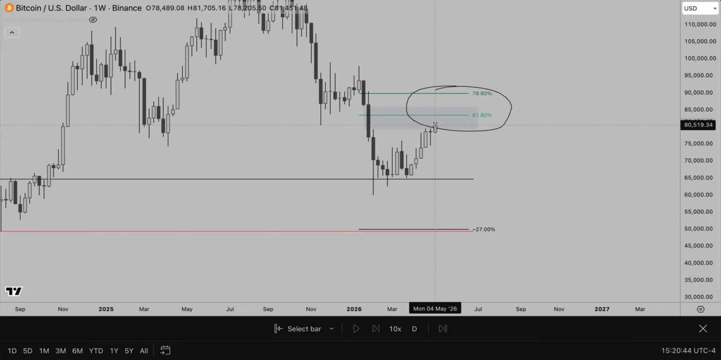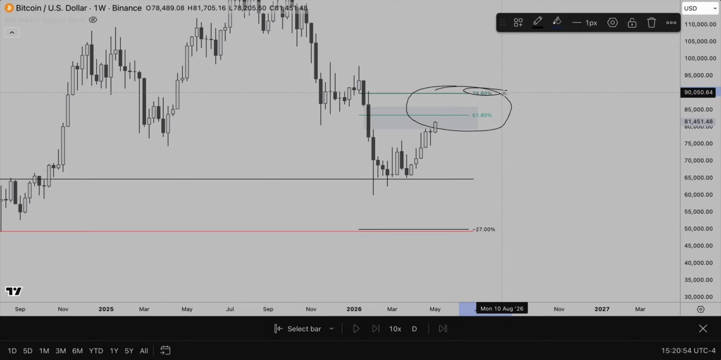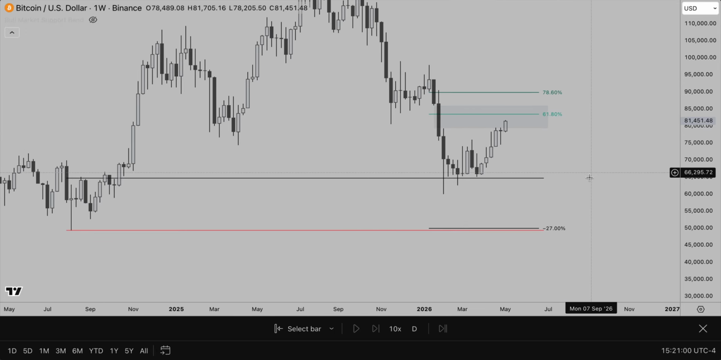And where are we looking? We're looking within the regions of 79,000 all the way up to this fair value gap down here to 85,000, and the possibility of it coming up to this 78.6 level to basically 90,000. Those are the key areas that we want to look at. Now, this is how you can basically predict and forecast where you expect BTC to go.